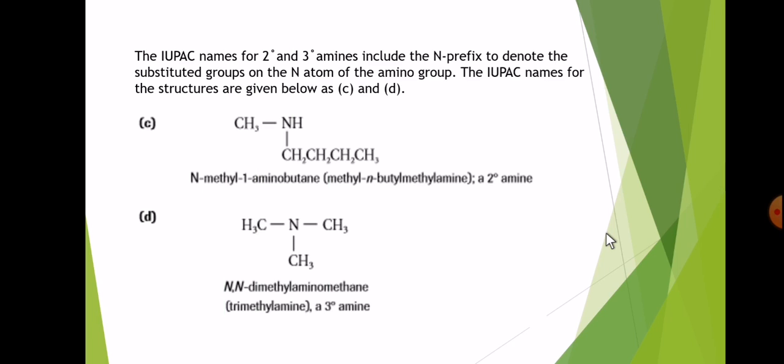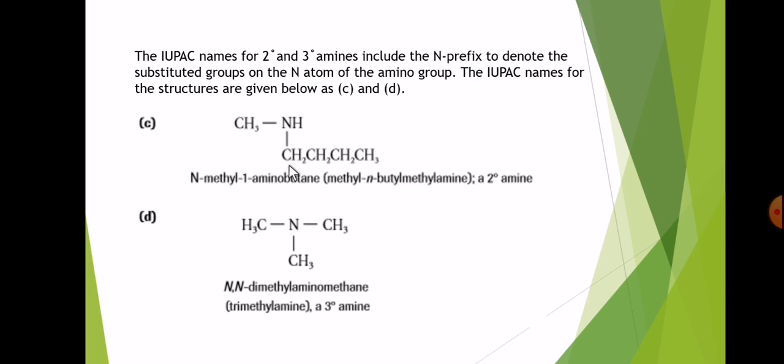For this, the IUPAC names for two node or three node amines include the N prefix to denote the substituted groups on the N atom of the amino group. Like here we have examples C and D. In the first one, the methyl group is directly attached to the N atom, and the N atom is also attached to the longest chain called butane.